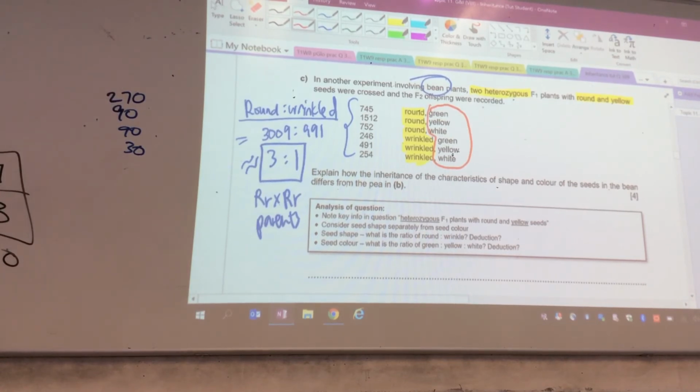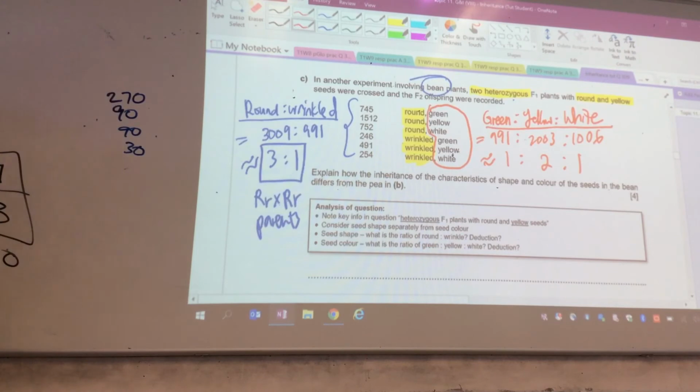seed color. You have green now, and you have yellow, and you have white. Which is very strange, because there's an appearance of a new color, which is green. If you calculate the ratio, it is about 991 to 2003 to 1006. It is approximately 1 to 2 to 1.